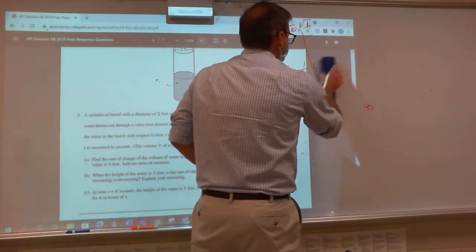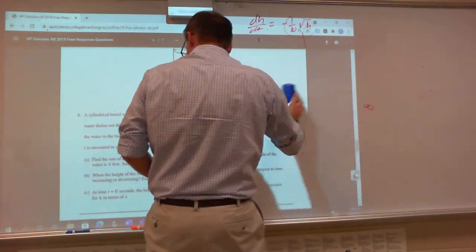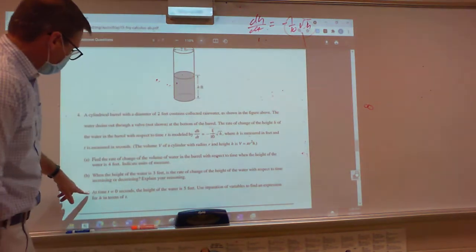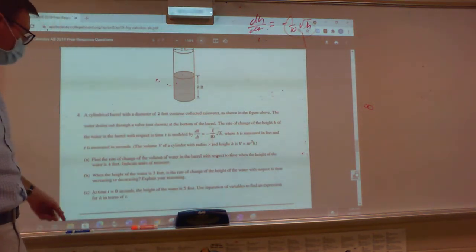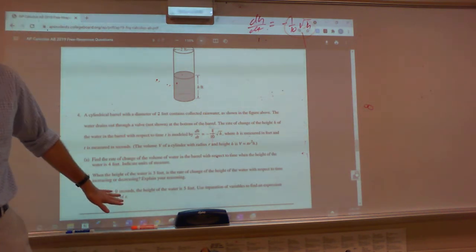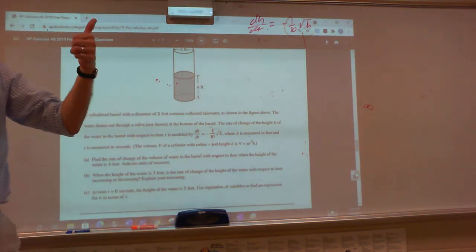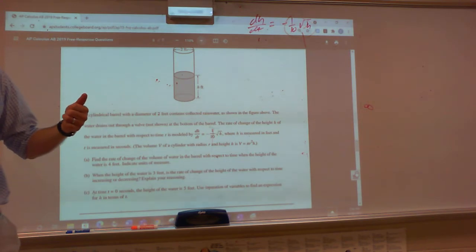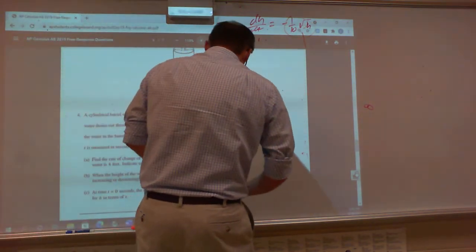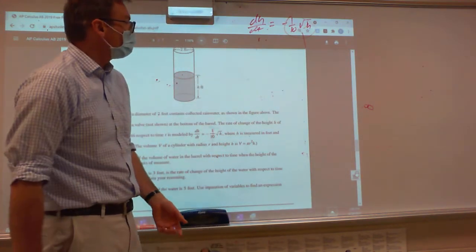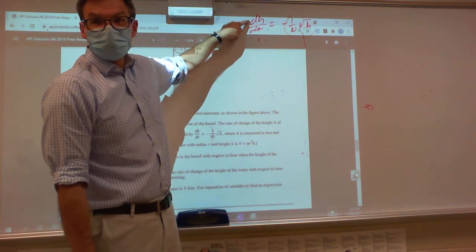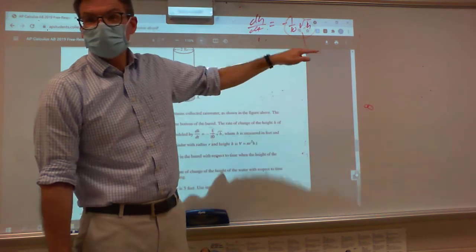All right, part C. At time t equals 0, the height of the water is 5 feet. Using separation of variables, find the expression for h in terms of t. Everybody recognize that's a differential equation? Since we recognize that, we're going to separate the variables, which means, because the dH is on top, I want the h's on the left, I want the t's on the right.